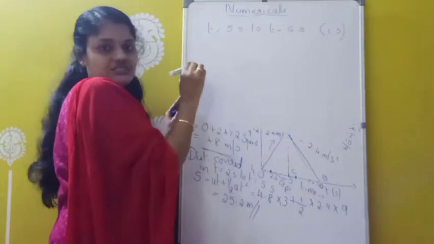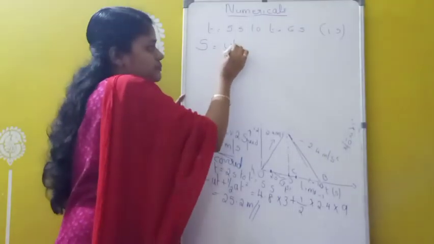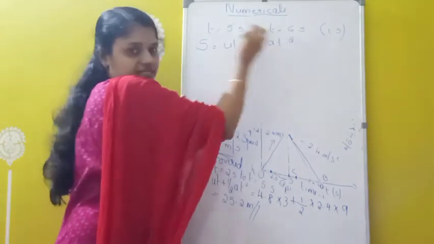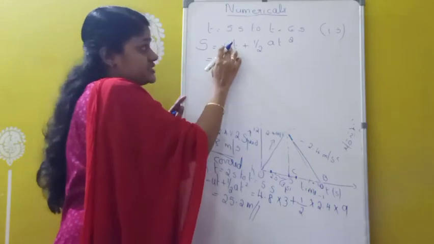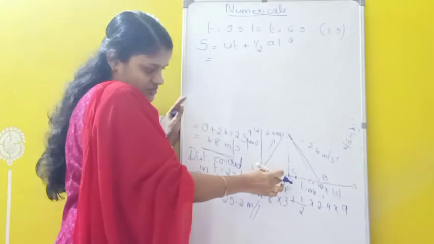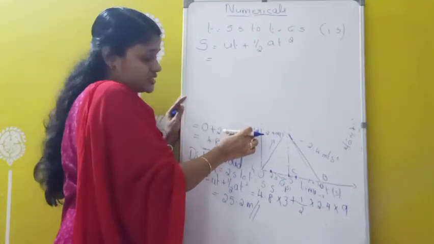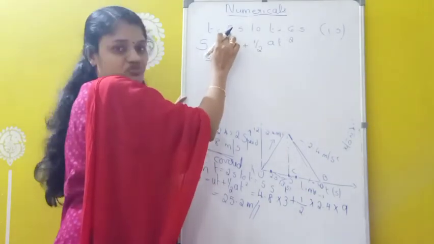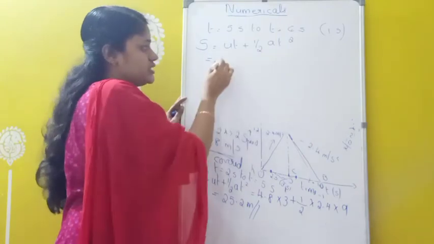So we are using the same formula. Distance s is equal to ut plus half at square. Here u means the initial velocity in the time interval, and the starting time is 5 seconds. So at t equals 5 seconds, what is the velocity here? It is given as 12. So 12 is the initial velocity here, because we are taking the interval t equals 5 seconds to t equals 6 seconds. So instead of u, you substitute 12.